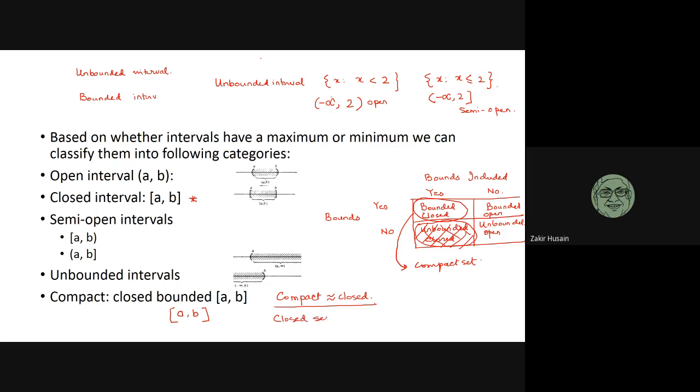A closed set has to have boundaries. So the result of the compact and closed interval might be the same, but the definitions are a bit different, right? Yes, sir. We cannot have a closed set which does not have boundaries. And unless you have a boundary, how can you include it within the set? Exactly, sir.